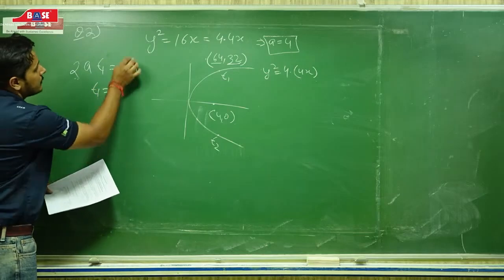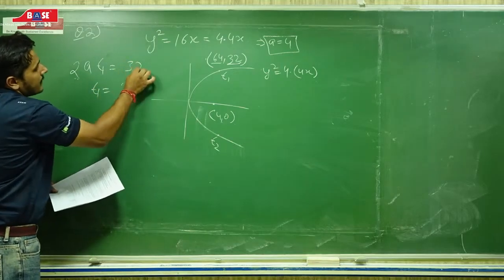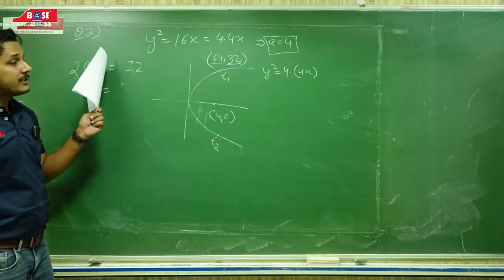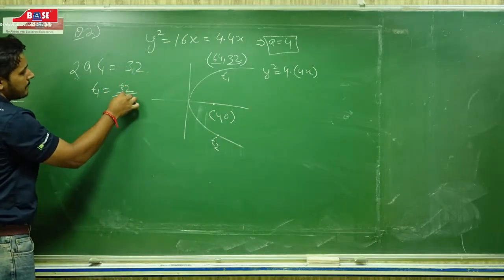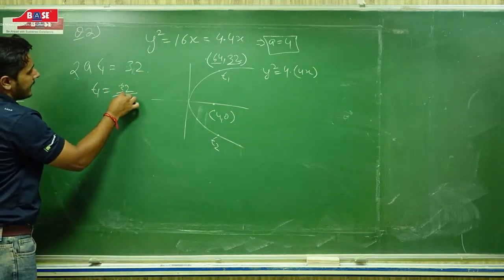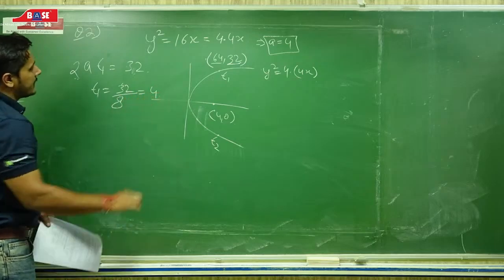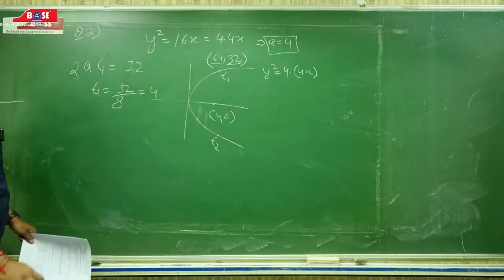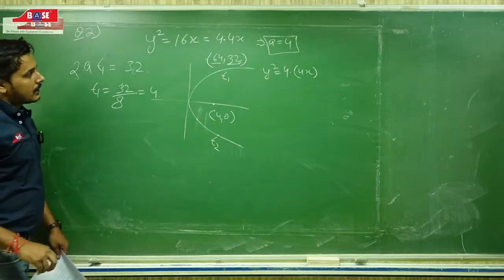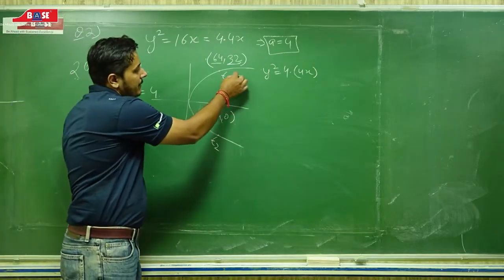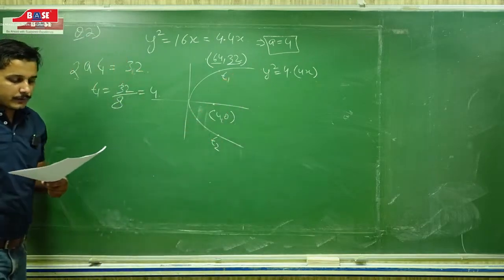So t1 is equal to 32, the y coordinate, because I am using the y coordinate parameter. So 32 by 8, which gives me 4. A value is 4, I am just substituting that value. So now we have this parametric coordinate t1, which is equal to 4.